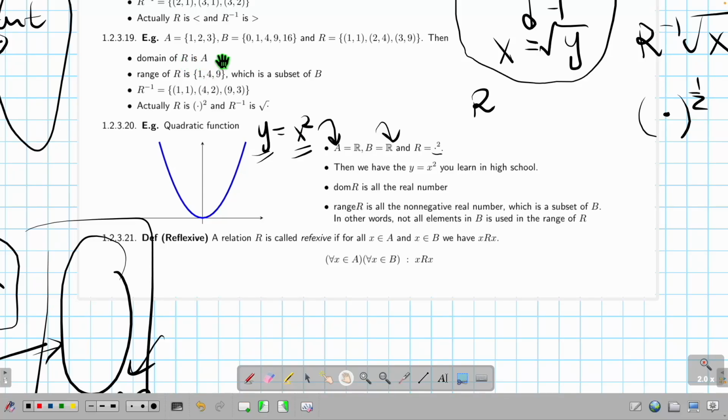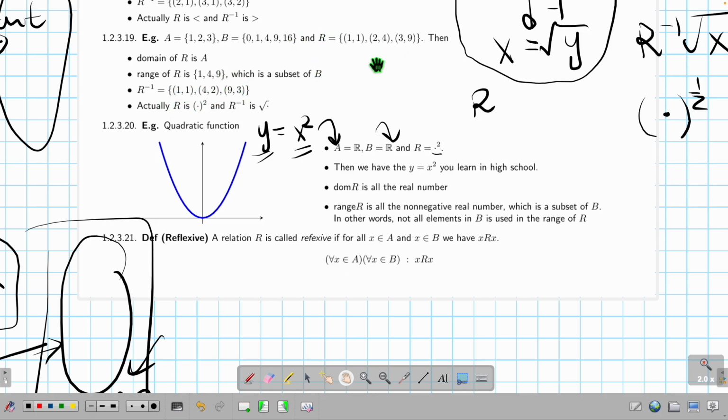Suppose A is 1, 2, 3, and B is 0, 1, 4, 9, 16. R is like this. Then the domain is all the x here, so 1, 2, 3, which is A. Okay, the range is all the possible y values here: 1, 4, 9. There's no 0, right? So 0 is not in the range. There's no 16, right? So also not. So the range of R is 1, 4, 9. It's a subset of B.